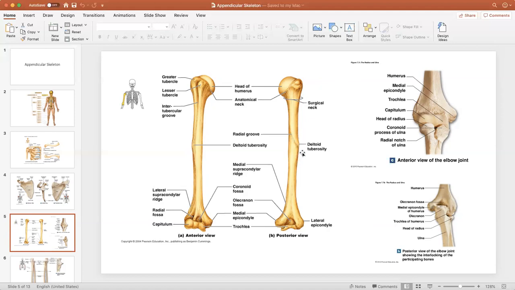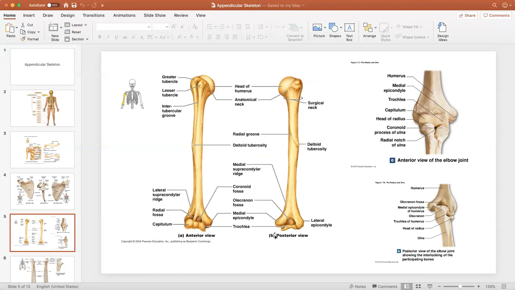Okay, and then we look at the attachment to the radius and the ulna. Okay, so we need to get all of our vocab straight at this joint. Okay, so we need to make sure we're oriented correctly. So the medial epicondyle, this is larger. Okay, if you look at your own elbow, you see that big medial epicondyle towards the middle.